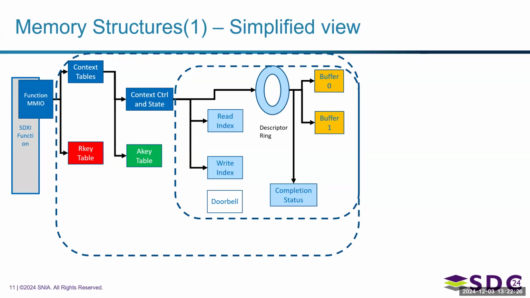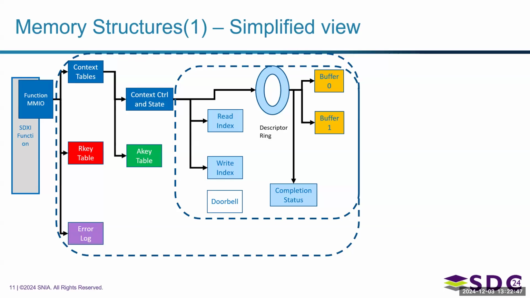And the spec is designed in such a way that you can have multiple contexts on a per function basis. And you can also have multiple functions implemented. A lot of these functions could be in the same group, which means that they can do address space to address space data movement within the function group.